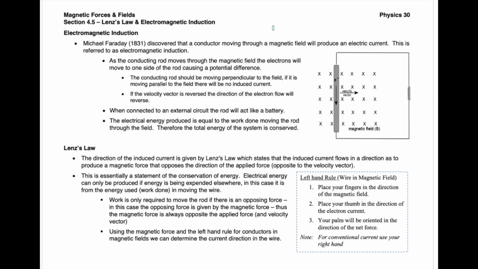The next topic we're going to look at is something called electromagnetic induction. This was discovered back in 1831 by Michael Faraday. Again, you don't need to memorize names and dates for these. But he discovered that a conductor that moves through a magnetic field will produce an electrical current, and that's what we refer to then as electromagnetic induction.